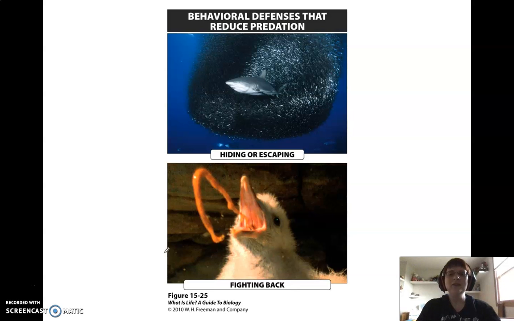The other one you can see down here for fighting back. Yeah, you can use your beak and your claws to fight back, but another option is to vomit. So there are organisms that use vomit as a defense mechanism against predation. There are other ones that also use feces and urination as defense mechanisms. It sounds gross, but hey, whatever works to protect you from being eaten, well, you're going to use it.